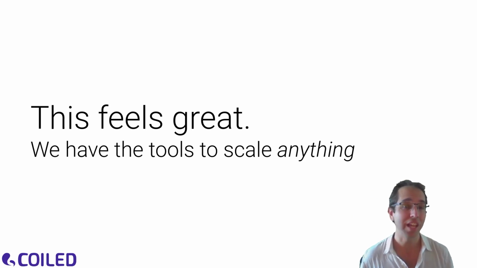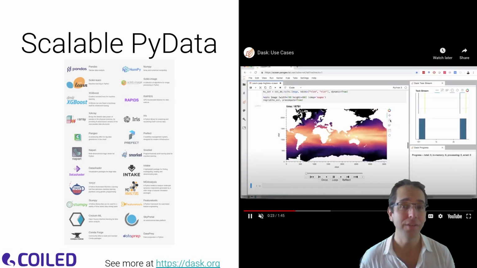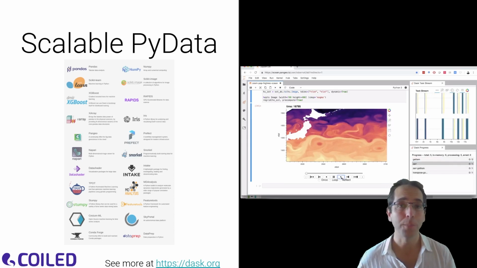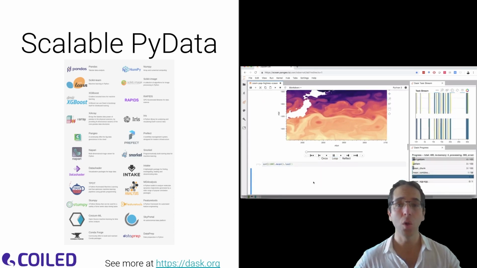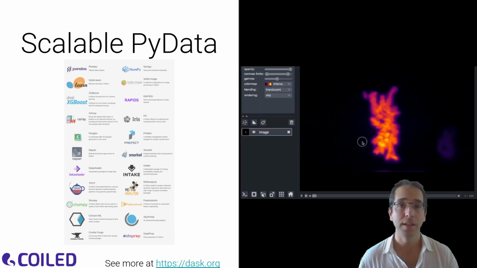You have the tools now to scale anything. Remember that Dask integrates with tons of different libraries, and so you can do tons of different kinds of workflows. And this just adds a new tool to your toolbox that you can combine with all of your pre-existing tools. So it's, again, a very exciting time. You can scale out, and you can control hundreds or thousands of machines from anywhere. And that's really fun.